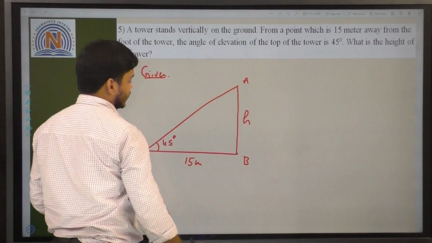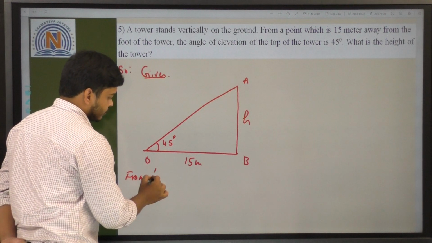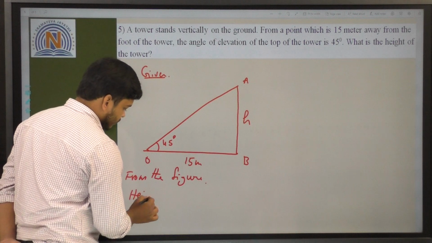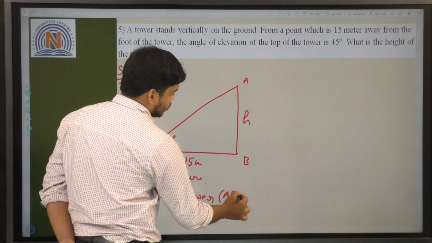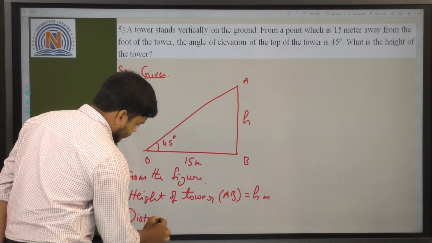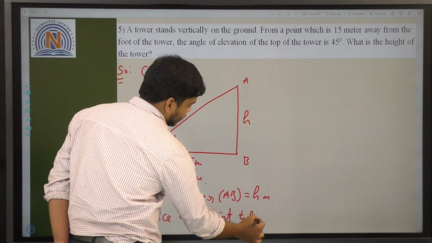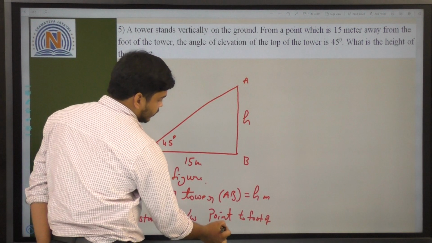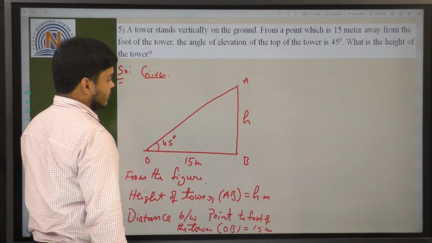We need to calculate the height of the tower. So from the figure, the height of the tower AB is h meters, and the distance from the point to the foot of the tower, that is OB, is 15 meters, right?